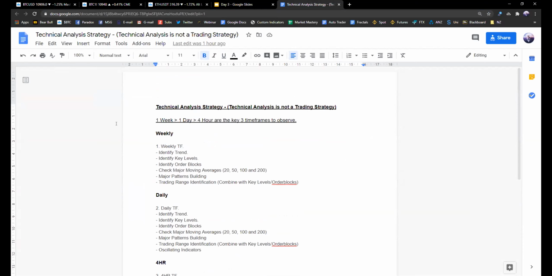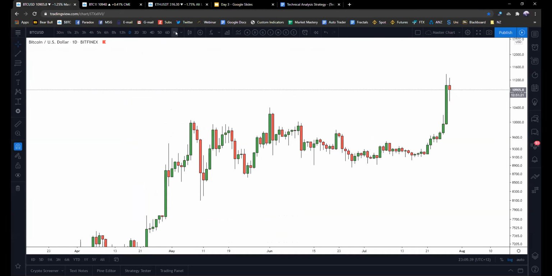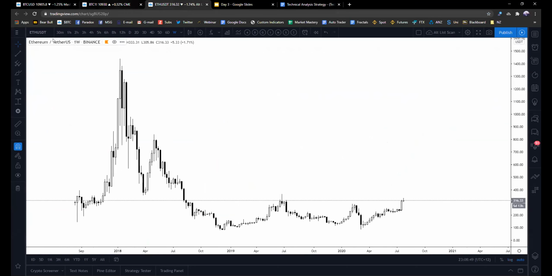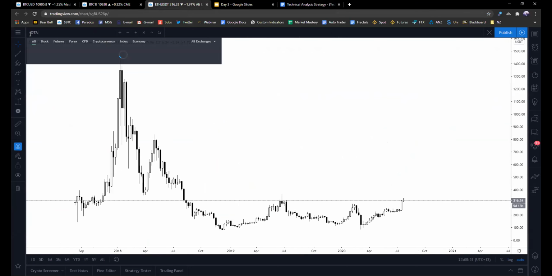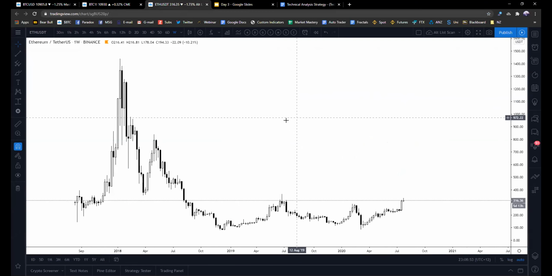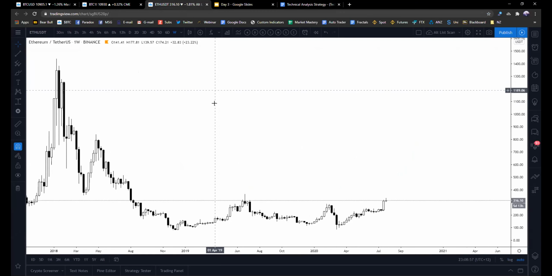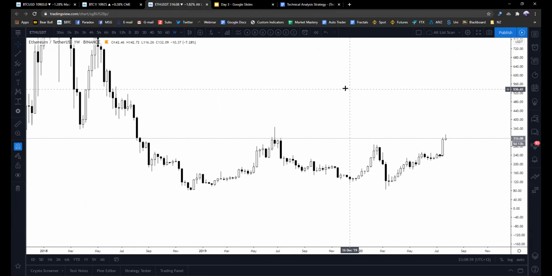For me, if you've ever seen me chart something on a stream from scratch, it'll look like this, right? I'll go to a chart. Actually, we'll use an altcoin instead of Bitcoin. Let's do Ethereum. When I first come to a chart, I go straight to the weekly, and I'm looking to identify key levels and order blocks, okay?